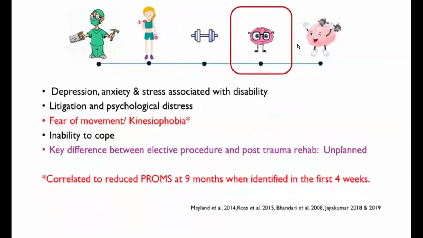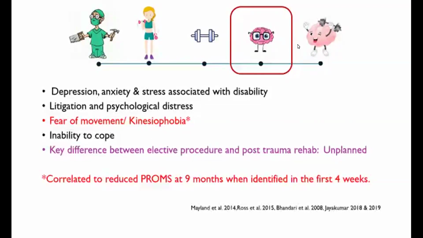From a cognitive and contextual point of view, identifying those that may have a poor outcome is key, and we mentioned that a couple of slides ago. Anxiety is common and has been shown to be linked with a subsequent disability, along with depression and with stress. And there are also well-documented links between litigation, psychological distress, and a reduced quality of life following orthopedic trauma. Now, along with anxiety and depression, a fear of movement or kinesiophobia that's identified within the first 4 weeks is strongly correlated with a poorer outcome at 9 months.